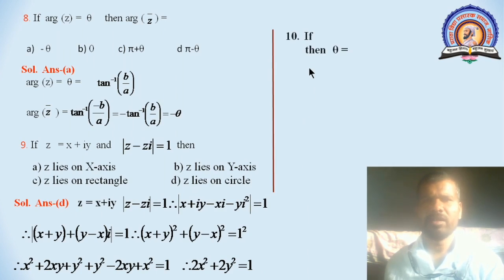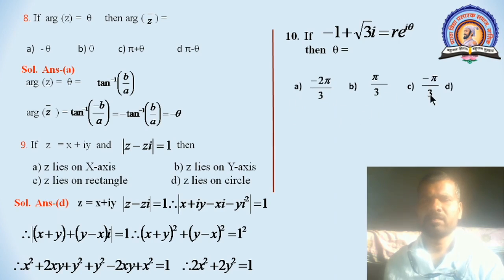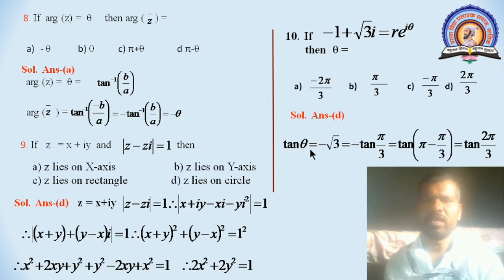Next example is, if minus 1 plus root 3 i is equal to r e raised to i theta, then theta is. Now options are, A is minus 2 pi by 3, B is pi by 3, C is minus pi by 3 and D is 2 pi by 3. Now the correct option is D, 2 pi by 3. Now tan theta is equal to minus root 3. How is it minus root 3? z is equal to minus 1 plus root 3 i.